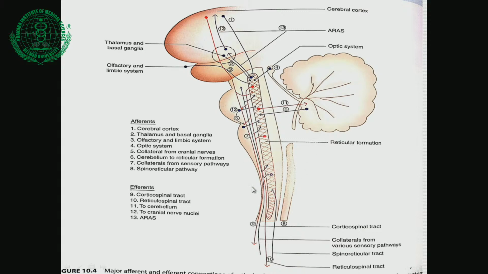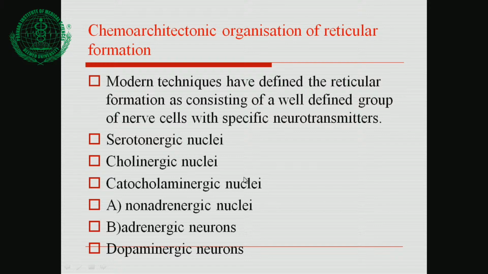Afferents and efferents number about 13. This is a very good diagram to explain all the afferents and efferents of the reticular formation. A few new researches have shown the chemoarchitectonic organization of the reticular formation. These modern techniques have defined the reticular formation as consisting of well-defined groups of nerve cells with specific neurotransmitters.